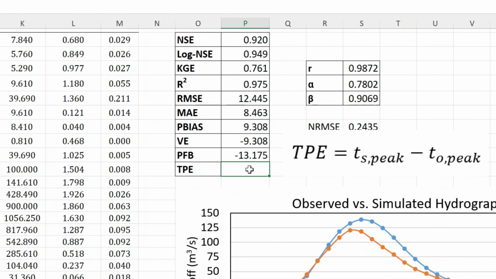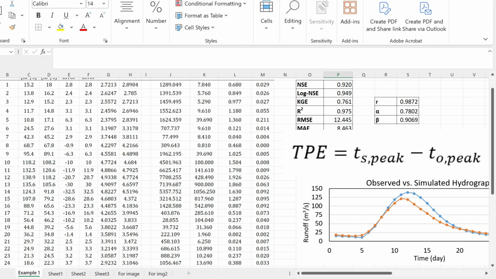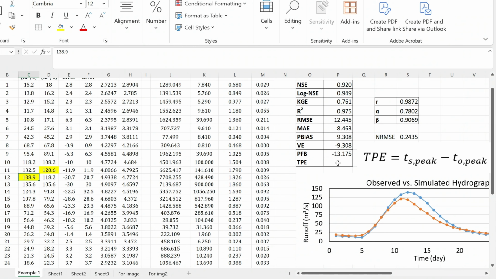TPE is also important. It's the error in time. And generally what we need to do is locate the peaks that we have already found. So I show it by giving it a color. This is the simulated peak and this is my observed peak. And as you can see, there is a 1 day difference between them. So basically, if you want to just write it, the time to peak in the simulated one is 11 and in the other one is 12. So that means we have minus 1 day, an early peak.